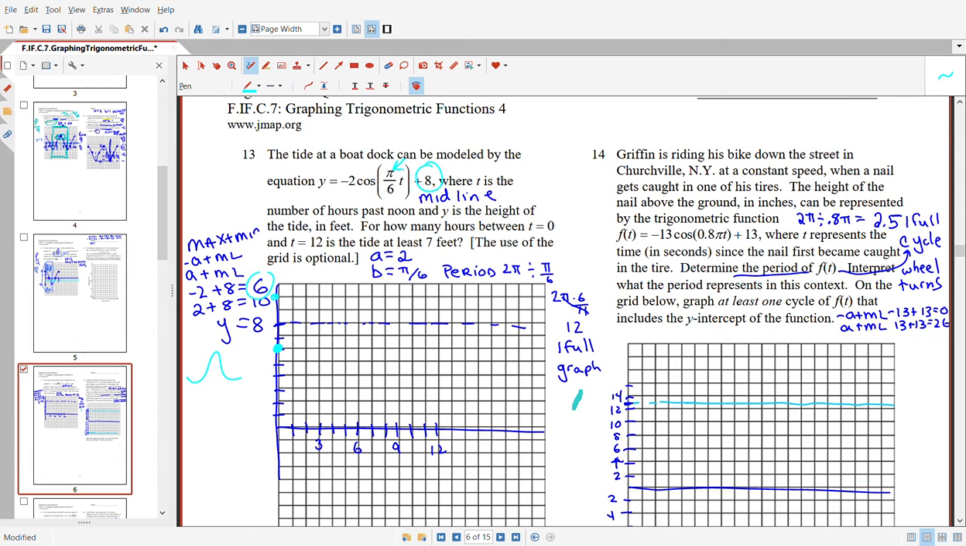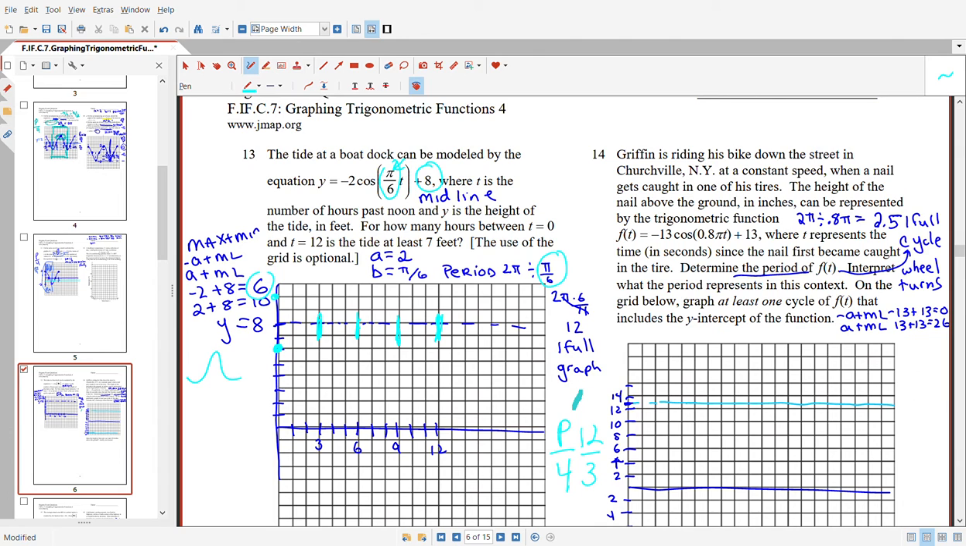Now the period is 2 pi divided by pi over 6, because it's the number in front of x, or t is the b value. So at 12 you have one full graph. Okay, now the period divided by 4 gives me each point. So 12 divided by 4 gives me the first point's at 3, then it's at 6, then it's at 9, and then it's at 12.